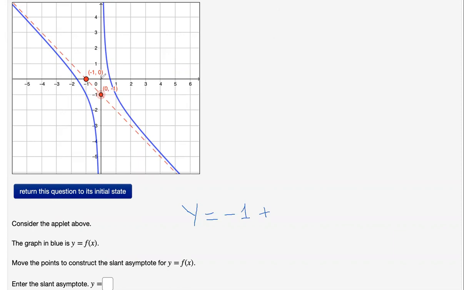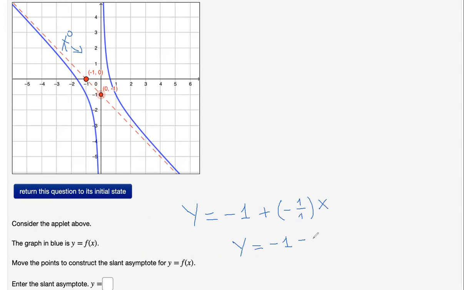Notice the slope, rise over run. Rise is 1, run is 1 in this particular example, right? So it should be 1, but notice the line is decreasing, because if I walk along this line from left to right, I'm going down. So the slope must be negative. So we said rise 1, run 1, but negative slope, right? So this should be the equation of the slant asymptote, right?